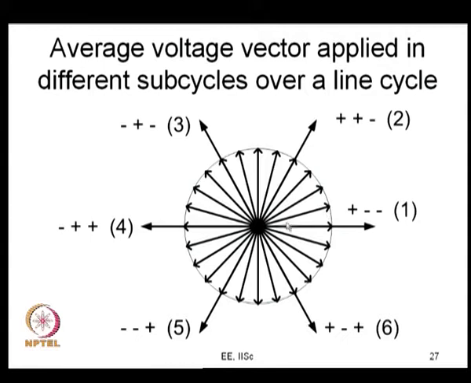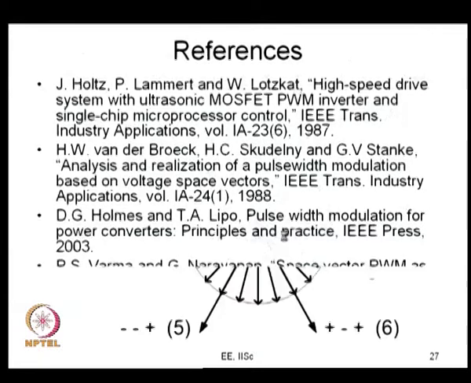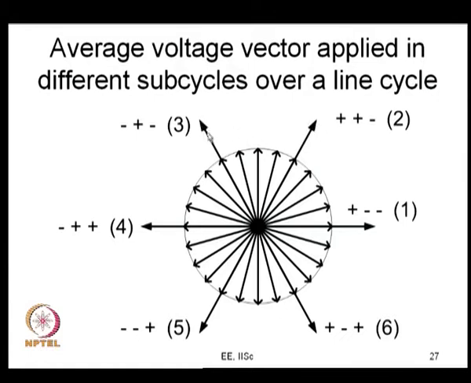For example, this vector can be produced by time averaging of the V1 vector, the V2 vector and the null vector. If you are talking about this vector, it can be produced by time averaging of this vector and the null vector. If you are talking about this vector, it can be produced by time averaging of vector V4, vector V5 and the null vector. Thus, you can call all this 6 sectors, and in each sector you use 2 of the neighboring active vectors and the null vector to produce the average voltage vector.